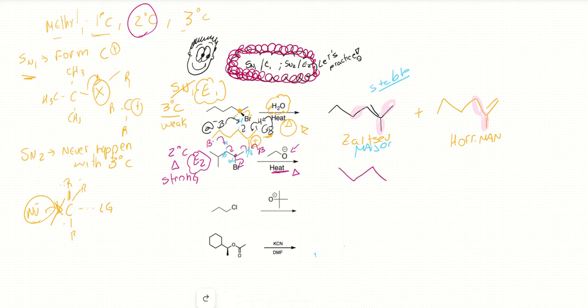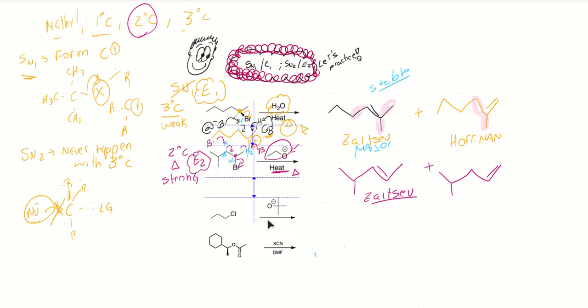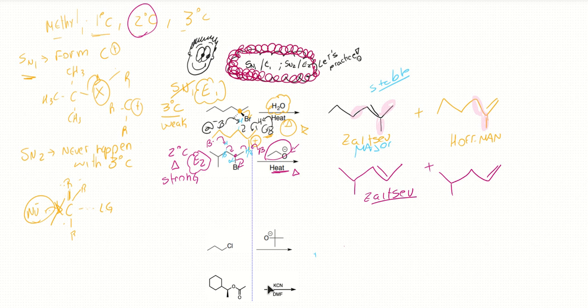We're gonna have this product over here. And again, this product over here, right? But since we have a small base, we're gonna have here the Zaitsev product. But pay attention, if you have a bulky base over here, let me just move this down.